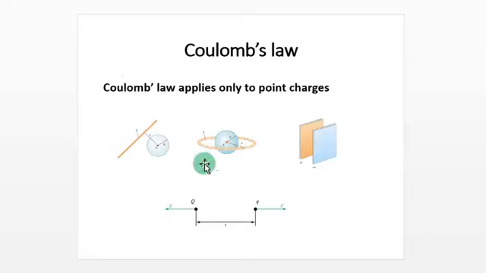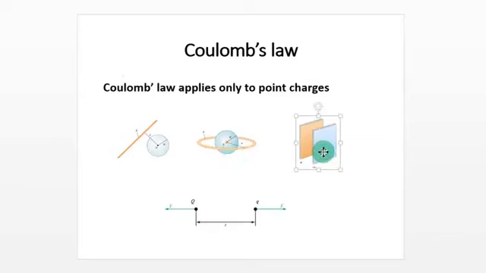Okay, there is another situation here. We have a sphere in the middle and there is a ring. The sphere is charged, the ring is also charged. We cannot use Coulomb's law to find the force of attraction or repulsion between the sphere and the ring, because even if we consider the sphere to be a point charge, the ring cannot be considered as a point charge.